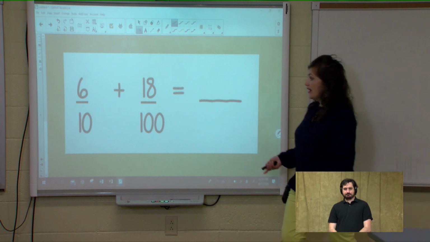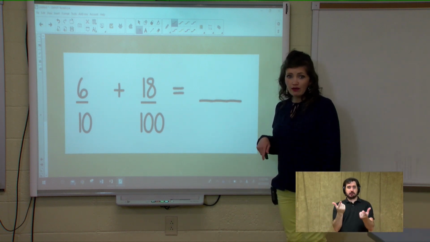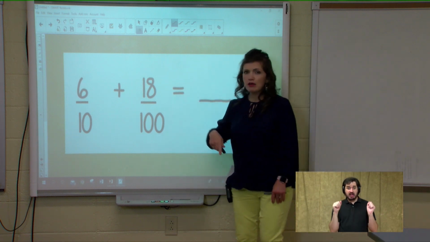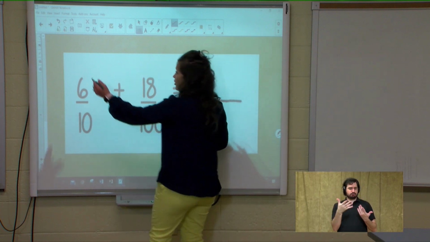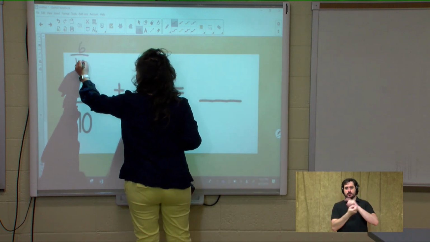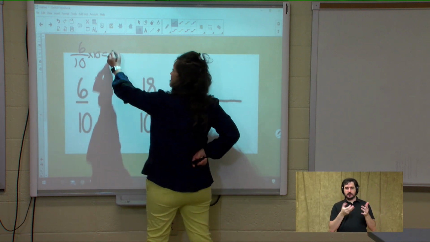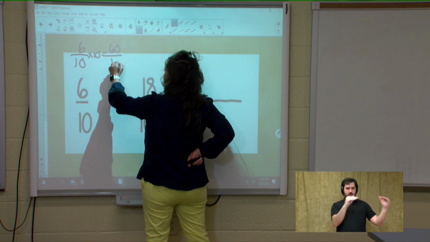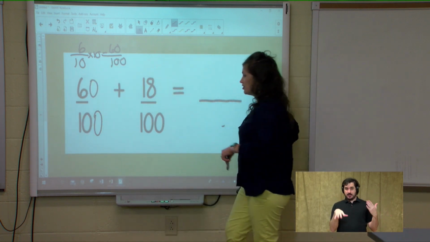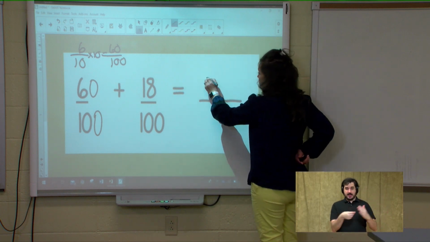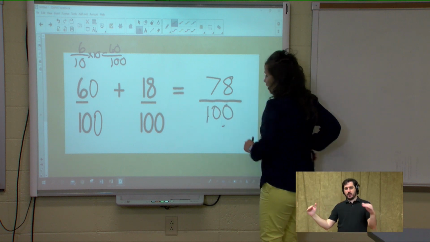All right, so now let's say we don't have our place value tiles. Can we still add them up? Absolutely, but can we add them up like this? Nope, we have to multiply by 10. So I could take 6 tenths, multiply by 10, and what would that give me? 60 hundredths. So now, could I add 60 hundredths to 18 hundredths? Yep, that would give me 78 hundredths.